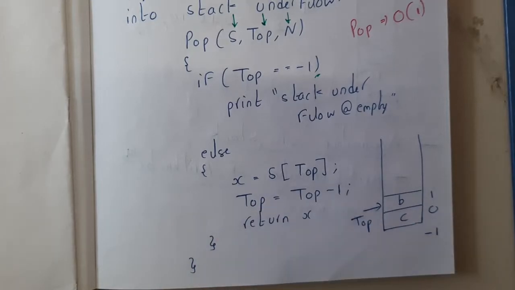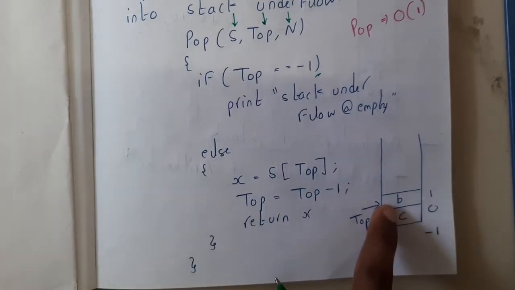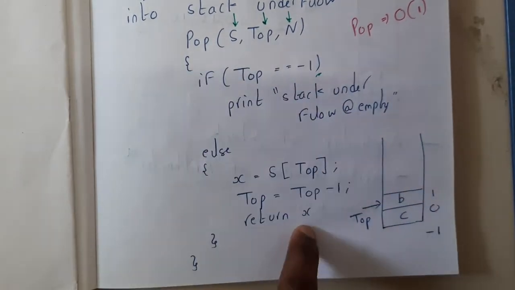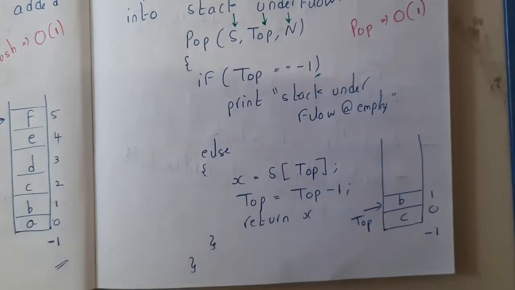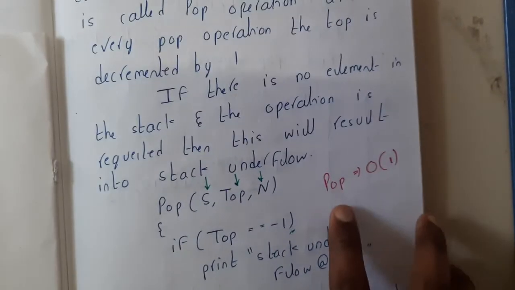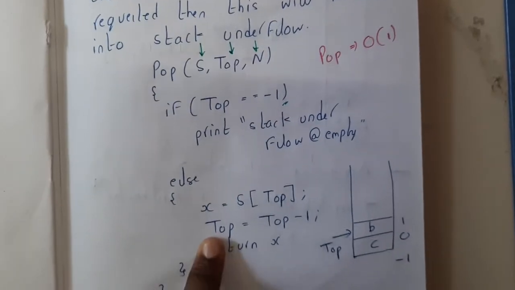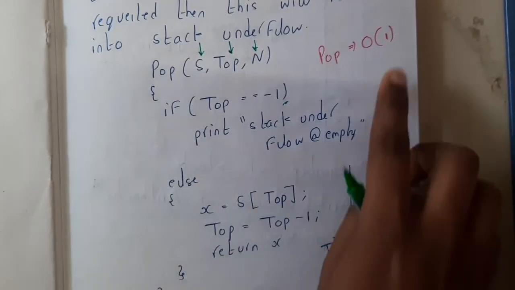So if you want to print that the deleted element is b, deleted element is c, you can print it in that way. Got it? Yes. So these are the 2 most important and popular operations of stack, guys. One more thing is that the pop operation takes big O of 1. Are there any loops here? No. Hence it can be done in a constant amount of time. That is big O of 1.